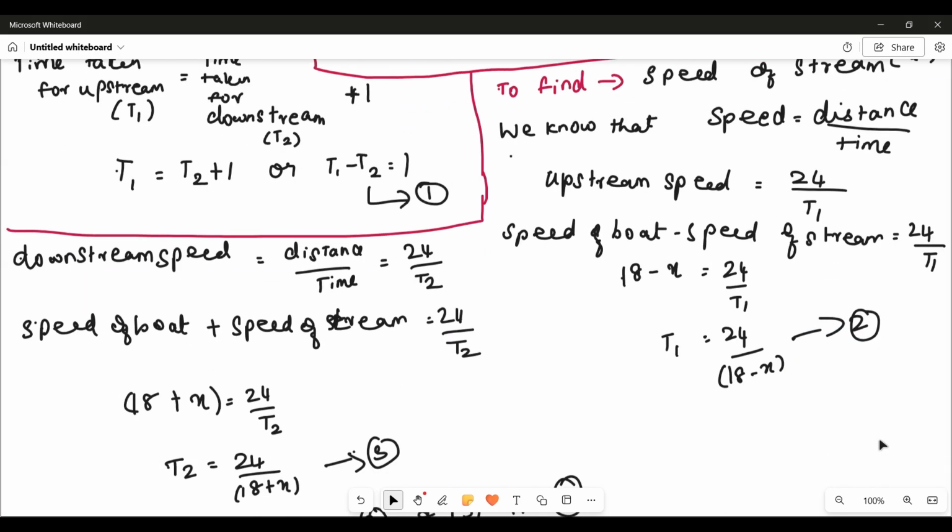The same thing for downstream we are doing. Downstream speed is equal to distance by time. Distance is 24 and time is t2, and downstream speed is equal to speed of boat plus speed of stream, equal to 24 by t2. Again the same thing, 18 plus x is equal to 24 by t2, or we can write t2 is equal to 24 over 18 plus x.